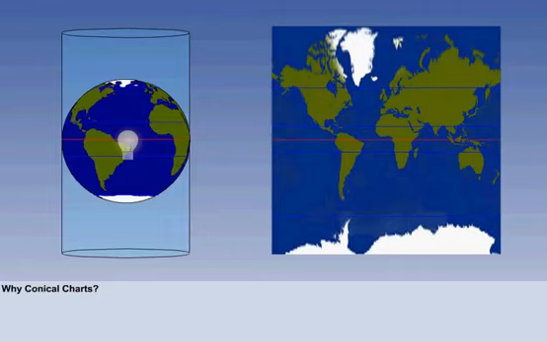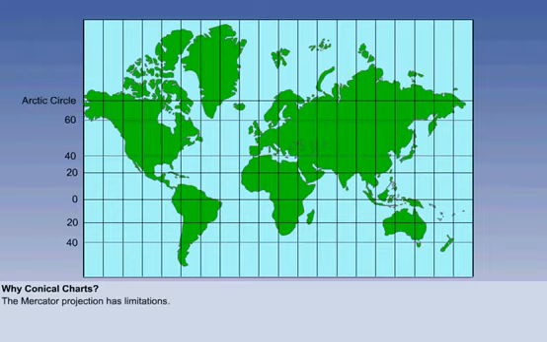We now turn to the second of the projections commonly used in aviation, the Lambert's conical conformal chart. The first question is, why do we use it? After all, we have the Mercator. We have seen that the Mercator projection has many powerful properties, but it does have two limitations.